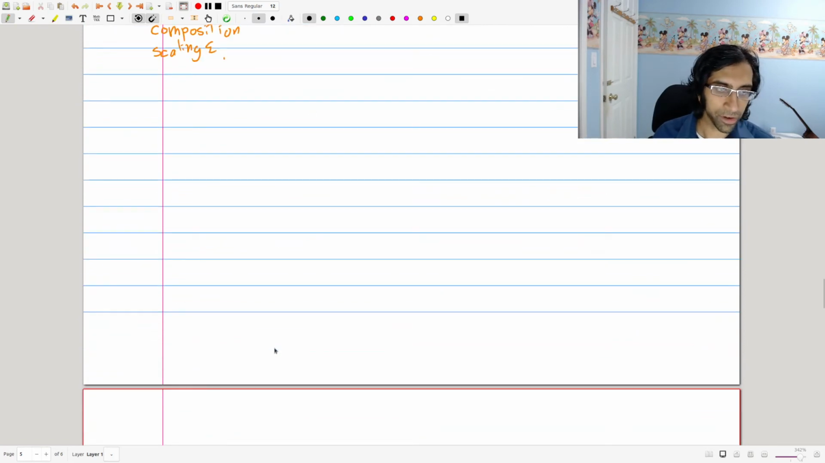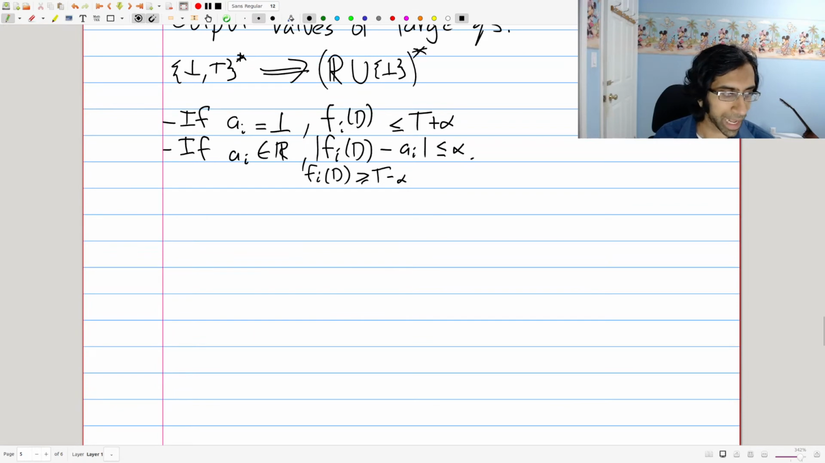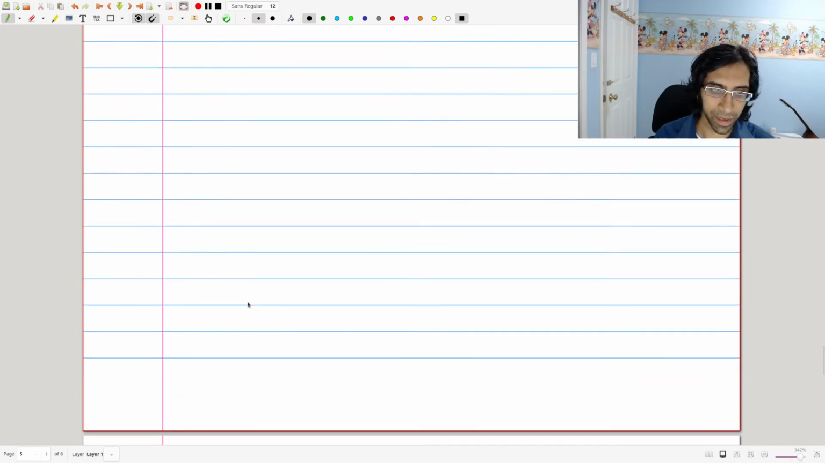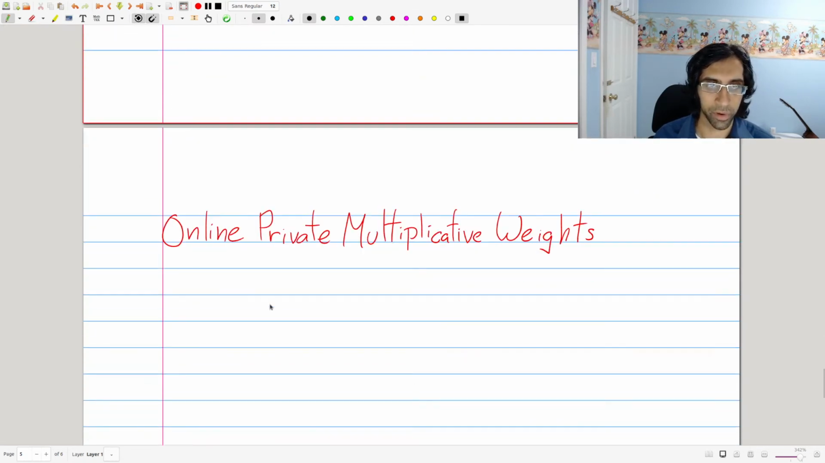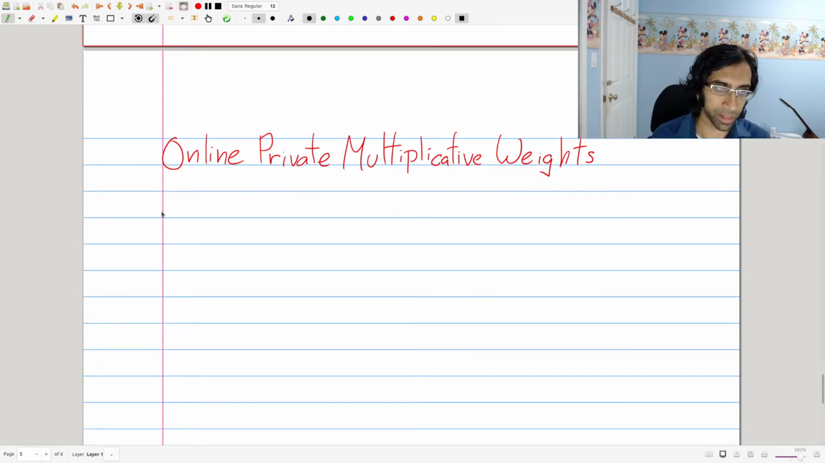Okay, so that's it for all these different things, and we're going to see now an application of this to revisit the focus of last lecture, which was private multiplicative weights. We're going to see how this lets us run this algorithm in an online setting.